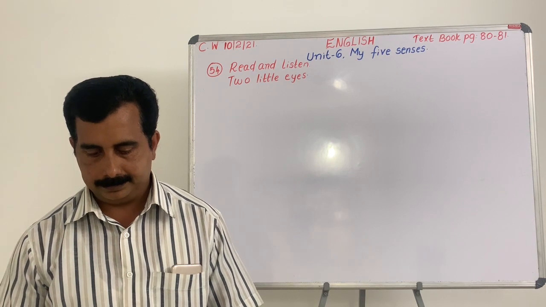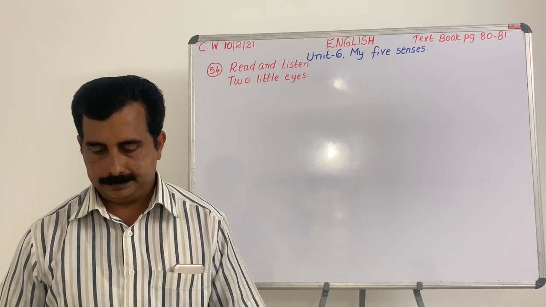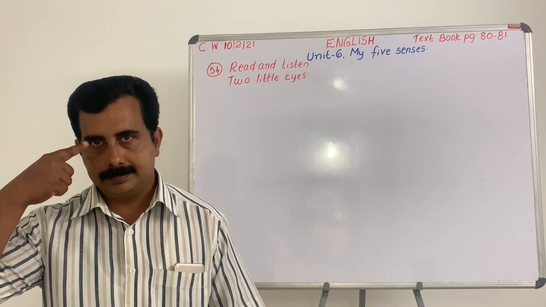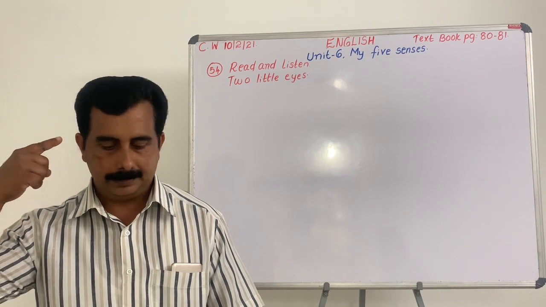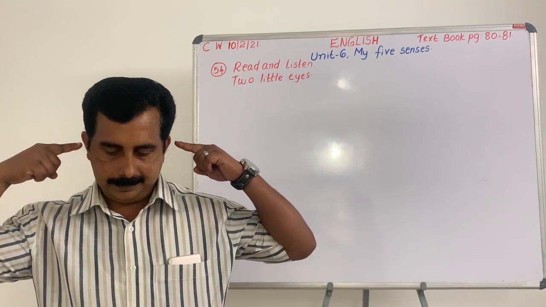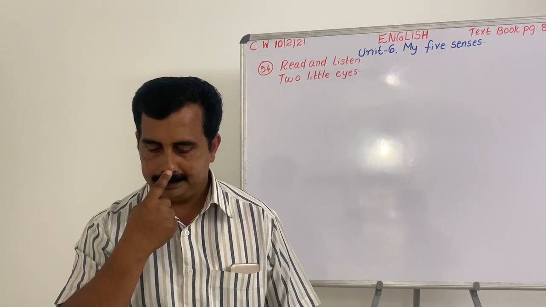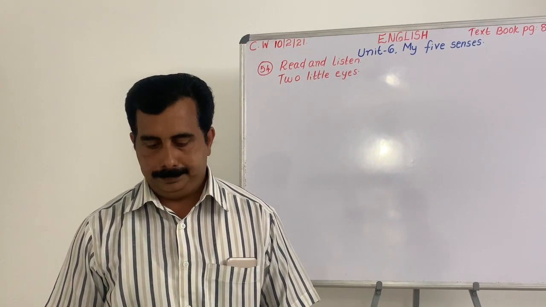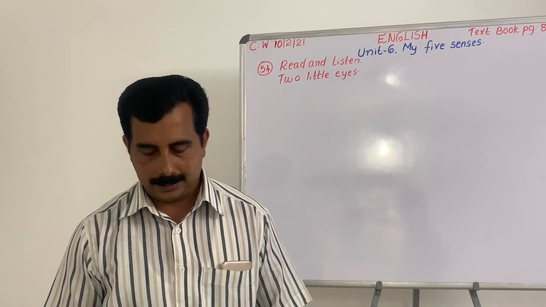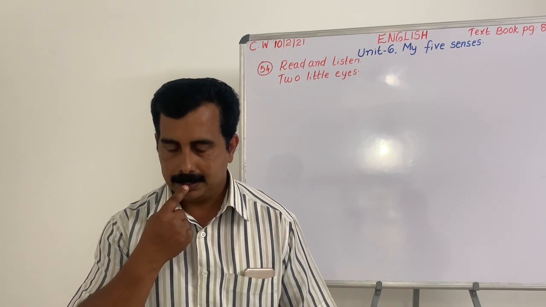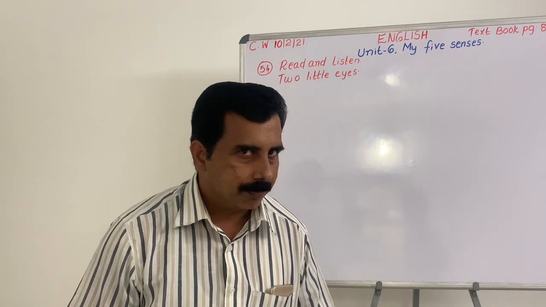Two little eyes to see all around. Two little ears to hear each sound. One little nose to smell what's sweet. One little mouth that likes to eat.